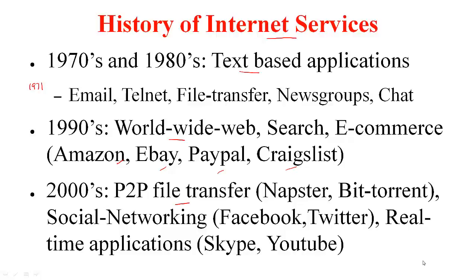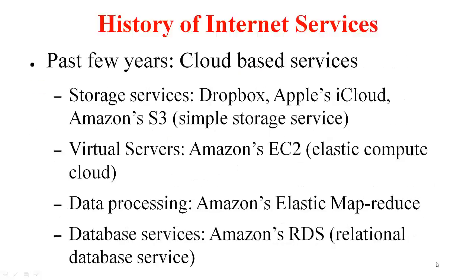Then slowly social networking services started in the form of Facebook, Twitter, and a lot of real-time application support, Skype, YouTube, and so on. In the past few years, we are seeing a lot of cloud-based services. So we have storage services provided by Dropbox, Apple's iCloud, Amazon's S3, which stands for Simple Storage Service. There are also cloud-based services which provide virtual servers, for example, Amazon's EC2, and there is a service provided in the cloud for data processing. This is through the Elastic MapReduce of Amazon. Database services are provided by RDS.